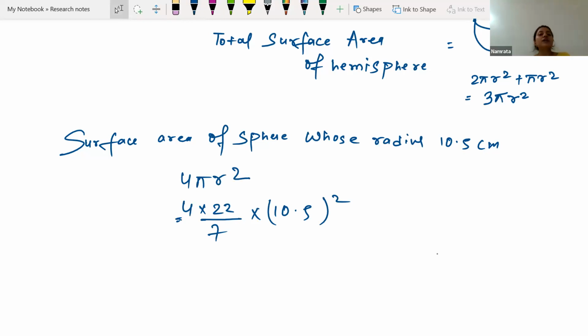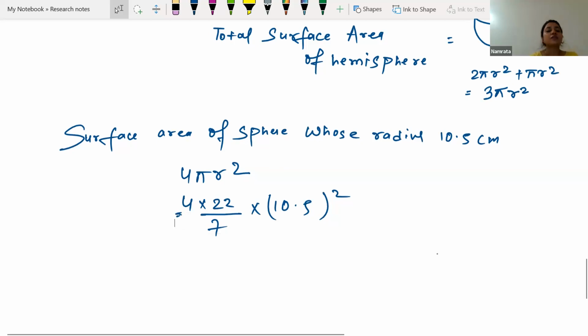Whatever the shape, area means meter square, centimeter square, kilometer square, like that. Volume means centimeter cube, meter cube, kilometer cube, that we will take as a volume. We can convert later into the other unit. Now, the perimeter unit is only meter, centimeter, kilometer.